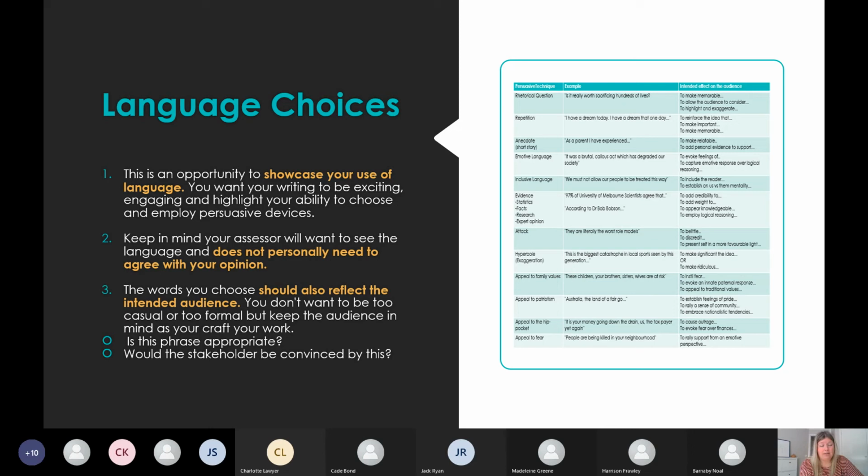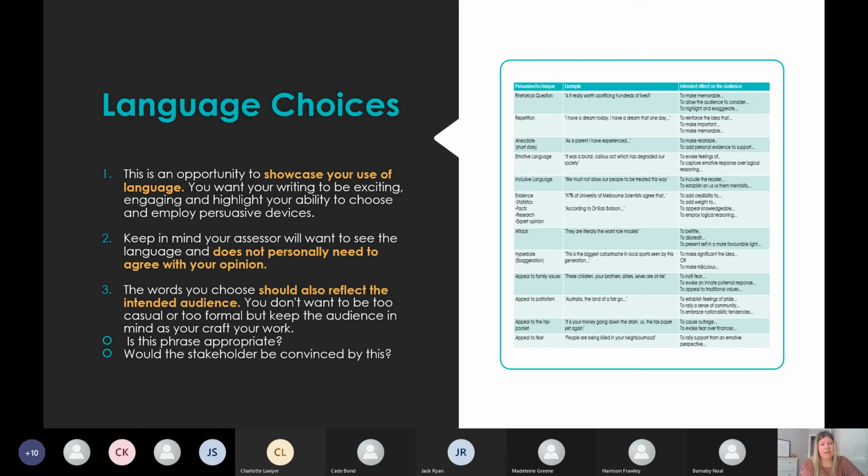You should keep in mind that your assessor will want to see the language. They do not personally need to agree with your opinion. In fact, many a time I've given 40 out of 40 on a topic that I personally don't agree with. What we are judging on is your presenting skill, your use of language, your organisation skills, and your ability to explain in your statement of intention your points. None of that means that I have to agree with you. So make sure that you are writing on something interesting and exciting.